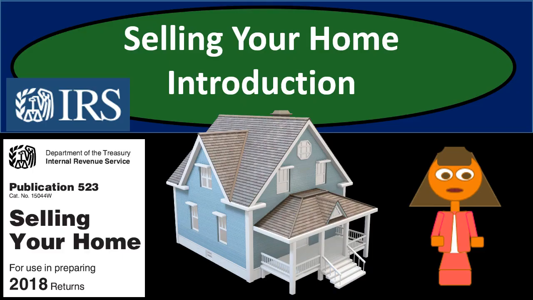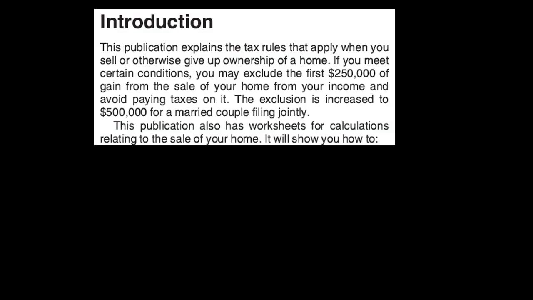In this presentation, we will take a look at an introduction of tax consequences related to selling your home. This information can be found in Publication 523. Introduction. This publication explains the tax rules that apply when you sell or otherwise give up ownership of a home. If you meet certain conditions, you may exclude the first $250,000 of gain from the sale of your home from your income and avoid paying taxes on it. The exclusion is increased to $500,000 for a married couple filing jointly.